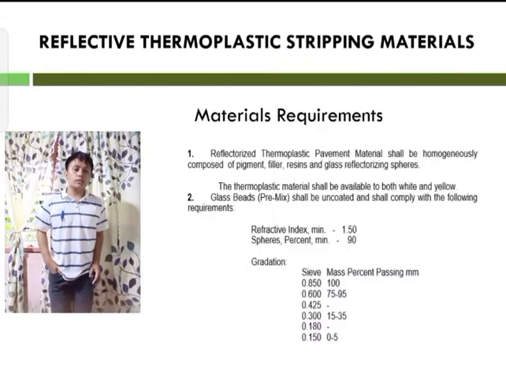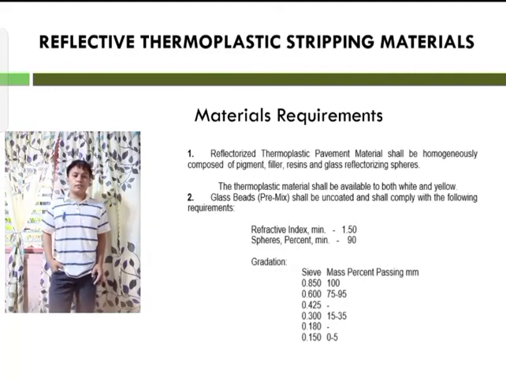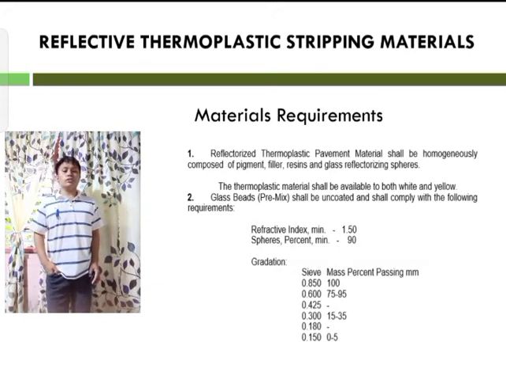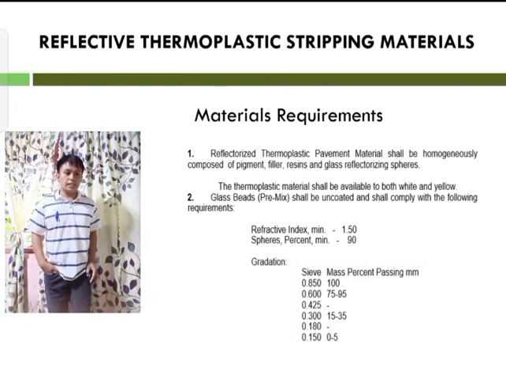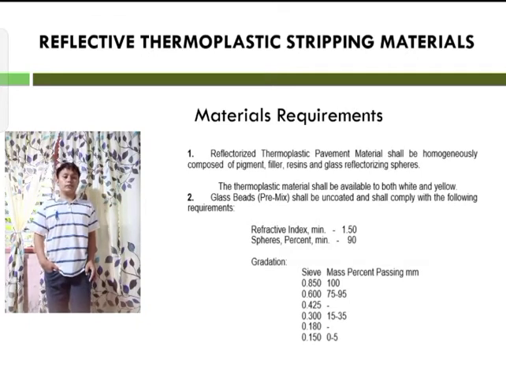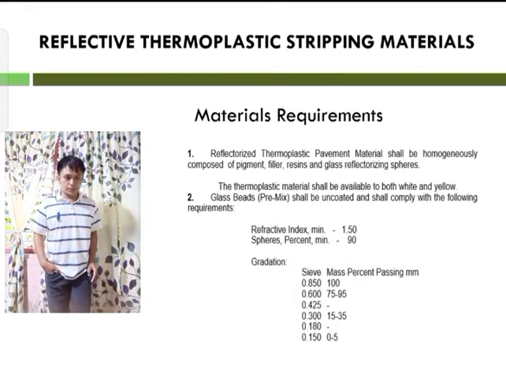The next subsection is the material requirements. The first requirement is that reflectorized thermoplastic pavement materials shall be homogeneously composed of pigment, filler, resins, and glass reflectorizing spheres. The thermoplastic material shall be available in both white and yellow color. Second, the glass beads premix shall be uncoated and shall comply with the following requirements. These include the minimum refractive index, which is 1.50, and the minimum spheres in percent, which is 90%. For the gradation, we have two columns, sieve and the mass percent passing in mm.